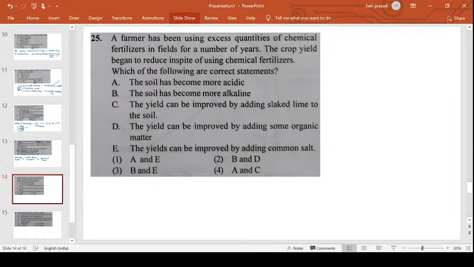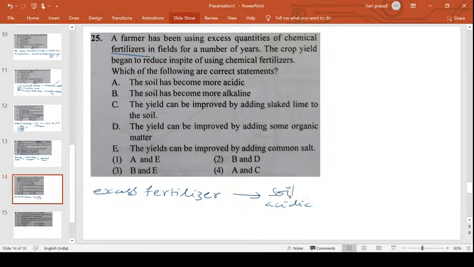Next question we have taken is about fertilizer. If you use excessive fertilizer, what happens? The soil becomes acidic.